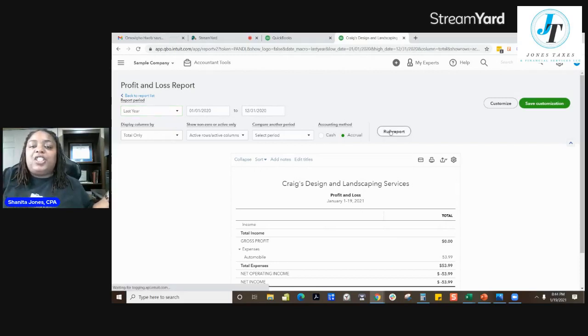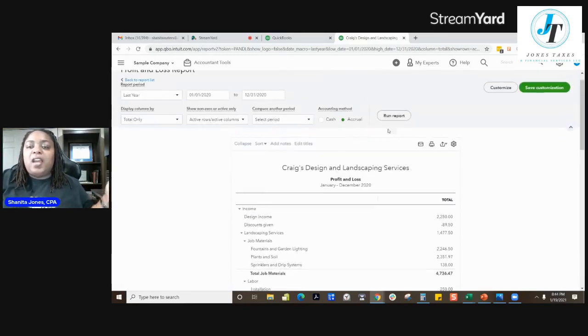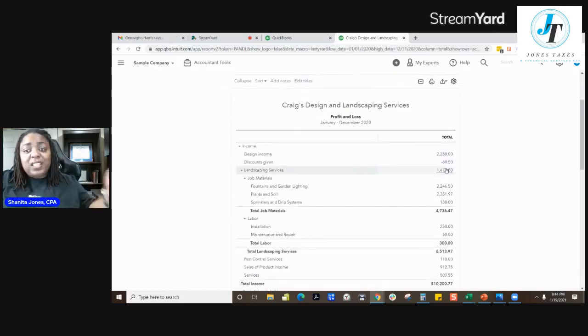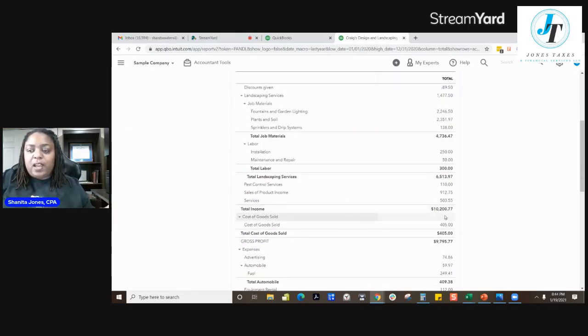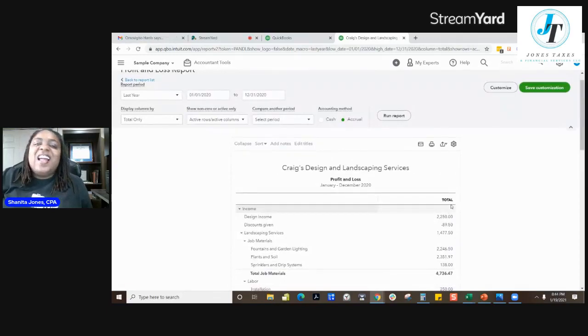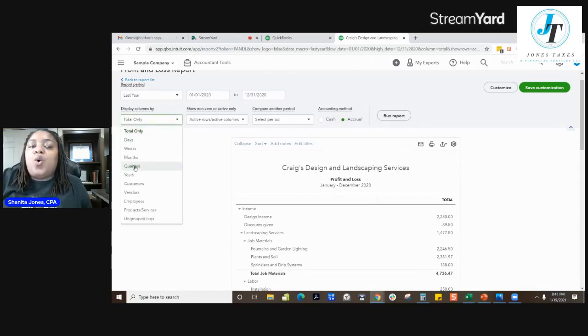So I got last year, I ran my report. Okay, Craig's Landscaping, sample company, their total income was $10,000 for the whole year. So they didn't do too good, right? COVID hit them hard. But the SBA wants to know what you brought in by quarter. So we want to display these columns by quarters and run your report.